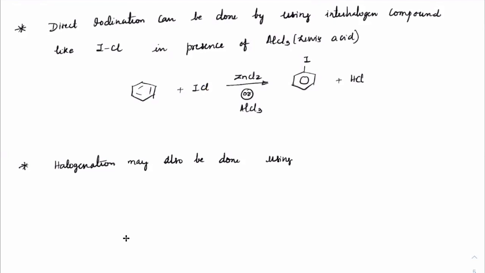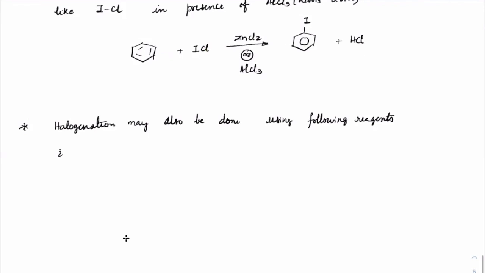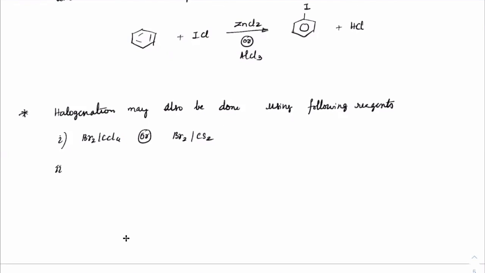using the following reagents. First, suppose I take Br2 in CCl4, or I can take Br2 in CS2. I can do this. Second, we can use X2. X here is chlorine, bromine, or iodine.